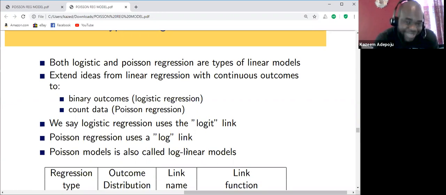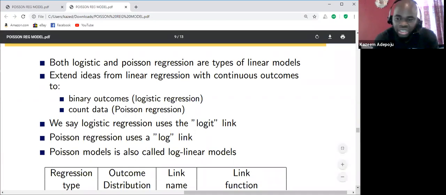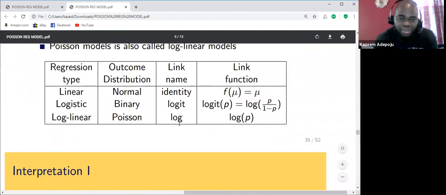Talking about the link, for linear regression it is identity. I'm going to say that again: for linear regression the link is identity, for logistic regression it is logit, and for Poisson regression it is log. That's why I put that here. For the three types of regression: for linear regression, the distribution of the response is normal. For logistic, it is binary, which we call the binomial distribution. For log linear, I'm of course referring to the Poisson regression model.